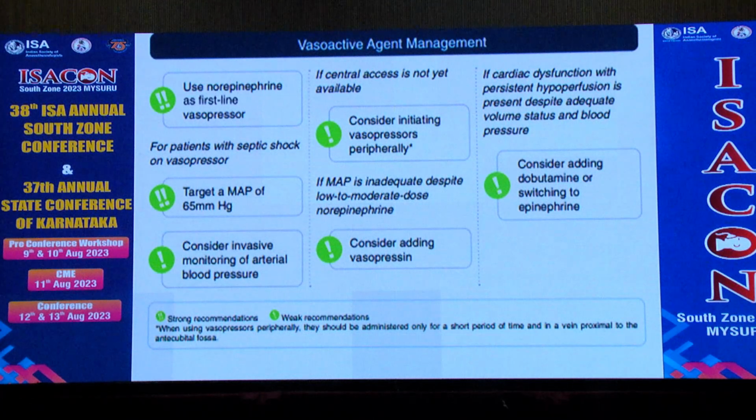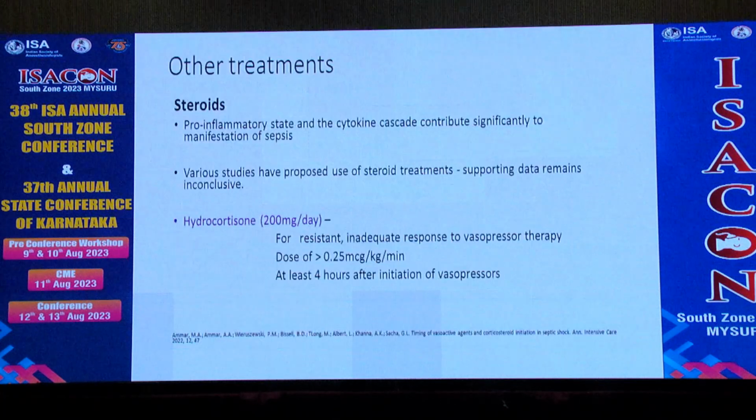Still, if you think that the microcirculation is not improving and hypoperfusion is persisting, you can either go ahead and start dobutamine or switch to adrenaline itself. And remember, whenever you are starting 2 or more vasopressors, or a combination of a vasopressor and inotropes, always try to monitor with invasive blood pressure monitoring.